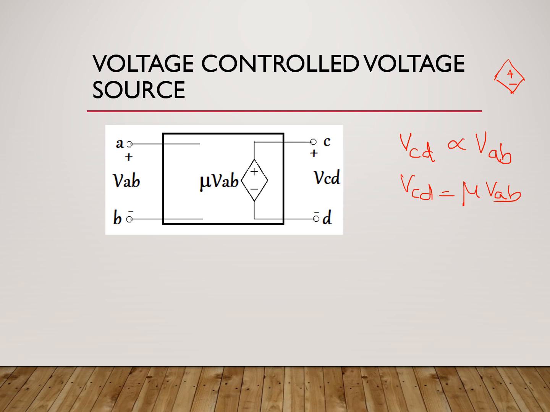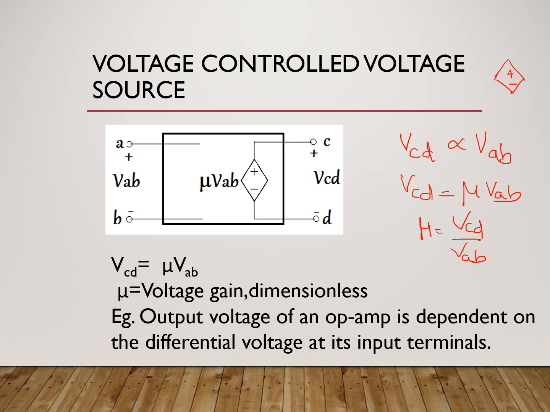So you can see that mu is equal to VCD divided by VAB. So it's a voltage divided by voltage. So it's a dimensionless constant, also called the voltage gain. So it is dimensionless. An example of this is the output voltage of an op-amp.